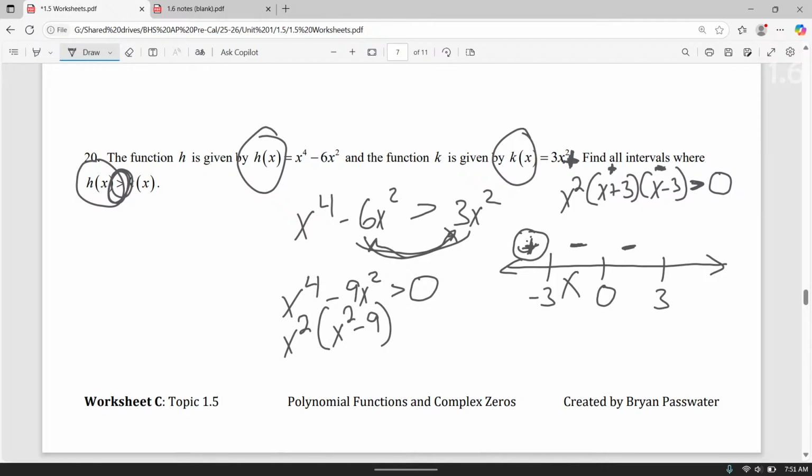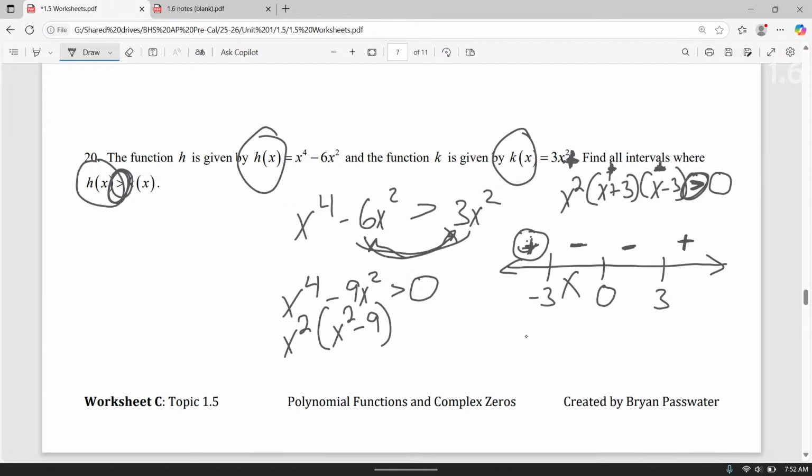And then 4, my guess is that's going to be a positive because it's a cross right there. So a 4. 4 makes this a positive, and a 4 makes this a positive, and a positive, and a positive is a positive. So I want everything where it's greater than 0.